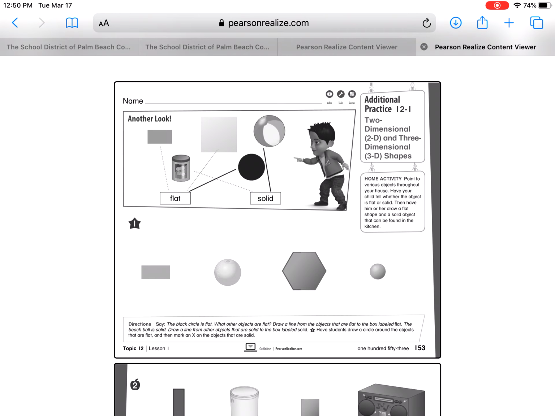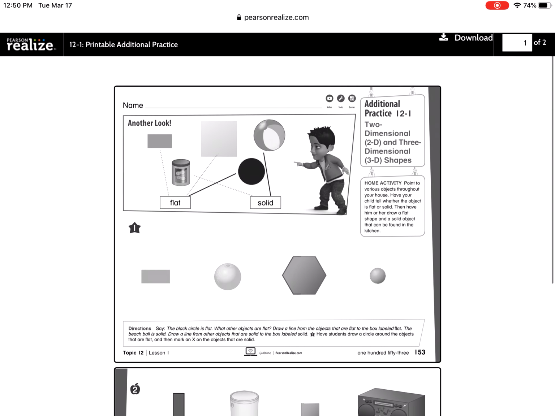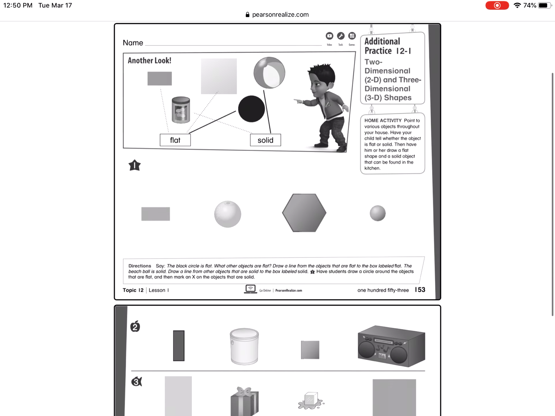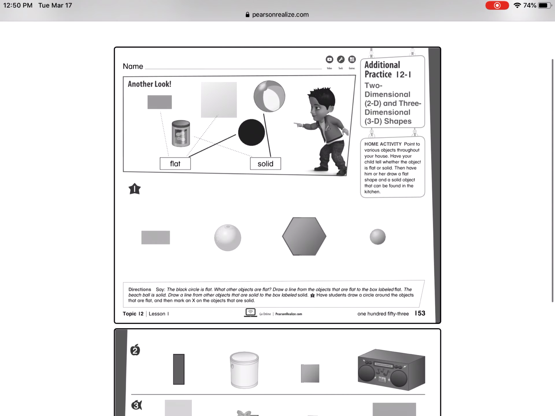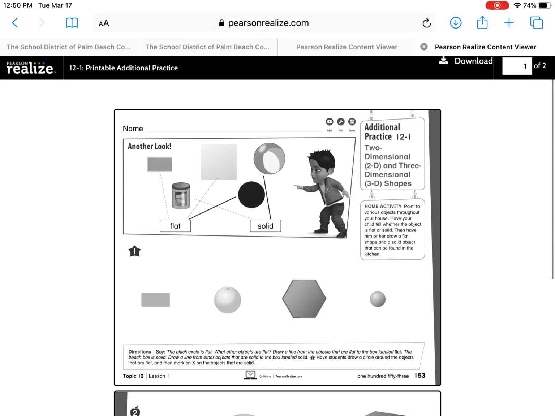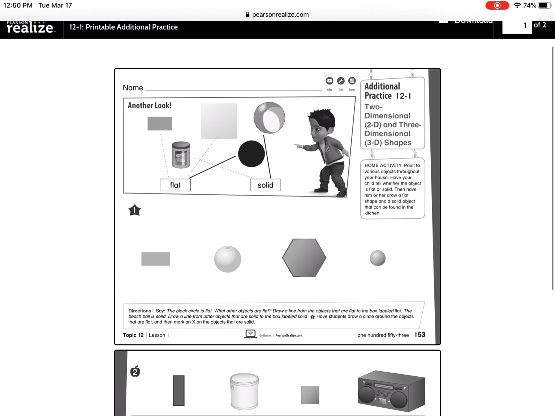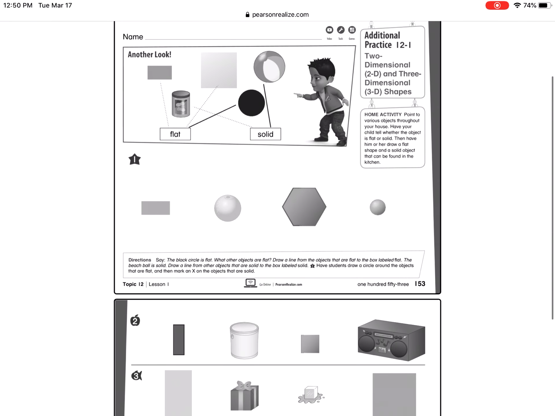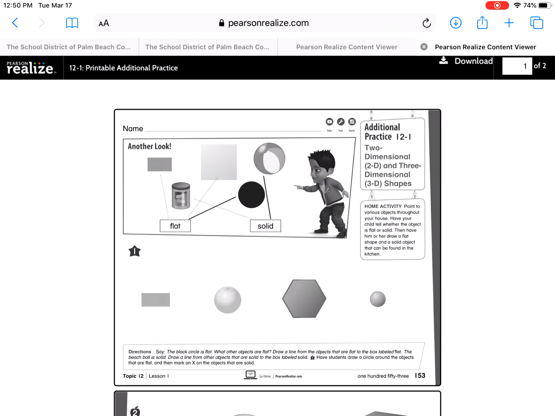Practice additional 12.1, which is 2-dimensional 2D and 3-dimensional 3D. So this is your homework. I have your homework here. I already spoke to your parents. If they need the homework, I will email it to you, and I will also have it here for you if your parents need to come pick up your homework, okay? So this is homework, work in your workbooks. We'll only work on lesson 12.1, and then for homework 12.1, okay? If you have any questions, let me know.